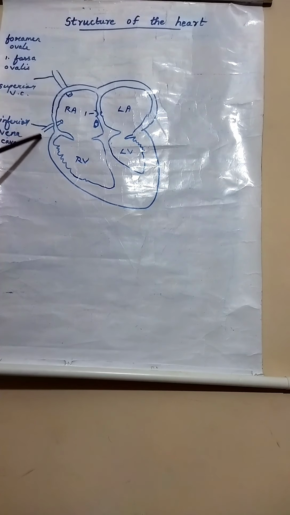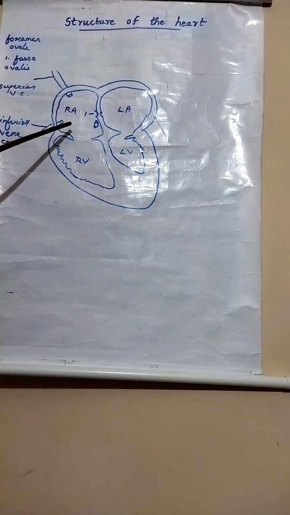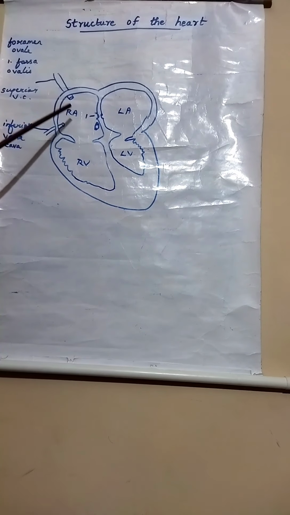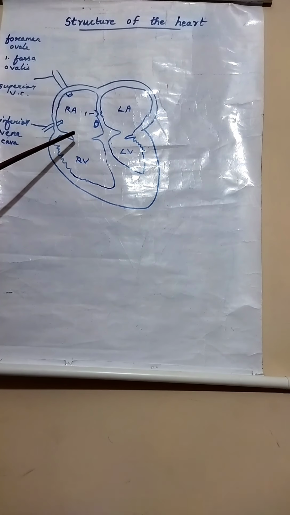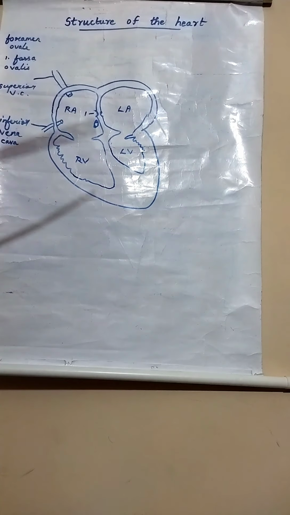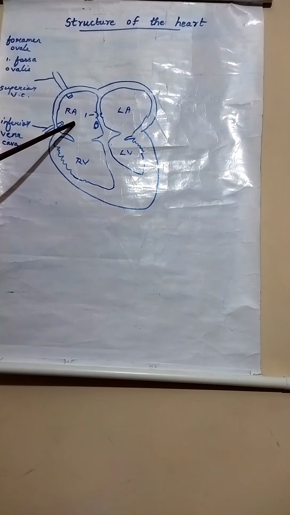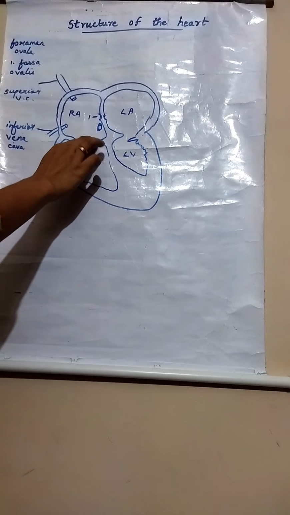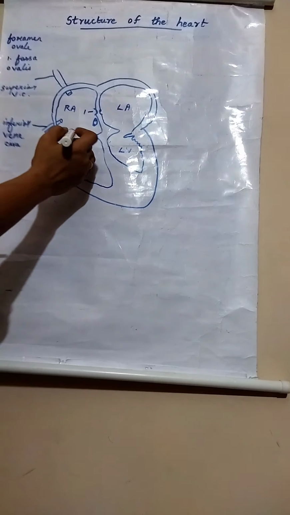Now once the deoxygenated blood pours into the right auricle, what happens? The right auricle will contract, allowing the blood to move into the right ventricle. Once the blood has moved into the right ventricle, we don't want the blood to go back again. So in order to prevent this, what is there? Here there are valves. Okay, the tricuspid valve.